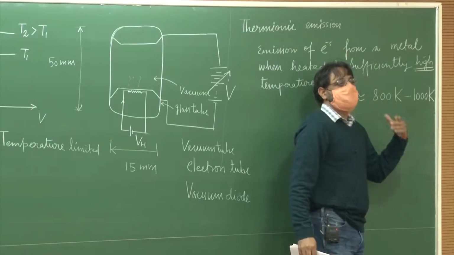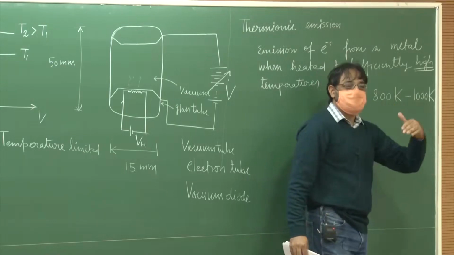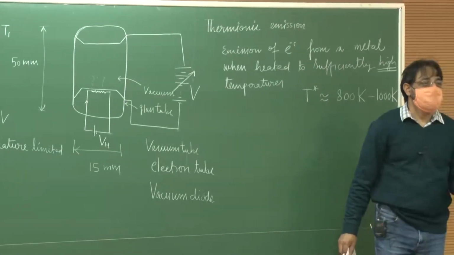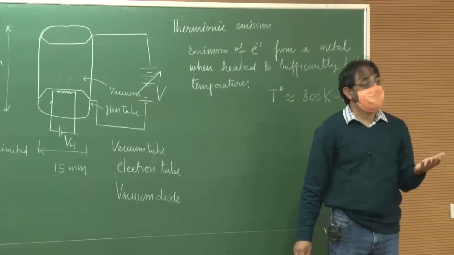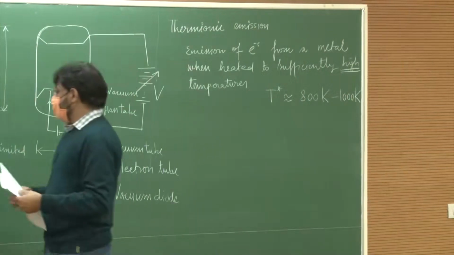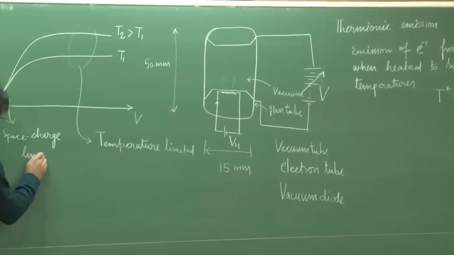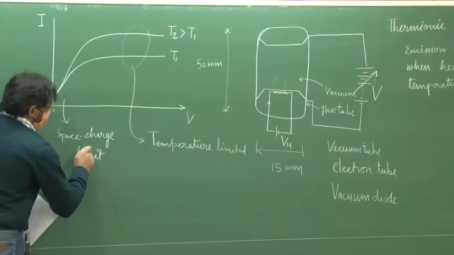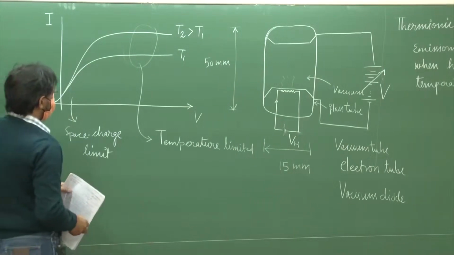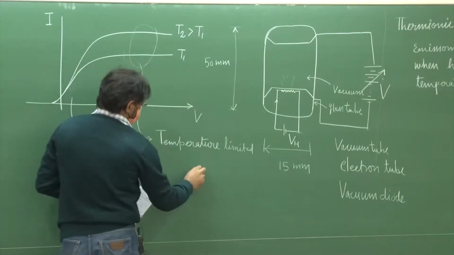But then you can have some very advanced cathodes where you can achieve the same current density at a smaller temperature. So what decides that? That is determined by the work function of the metal, right? So there are two regimes. The space charge is what limits the current here, and temperature is what limits the current here. And in this regime, what is important is the work function of the metal.